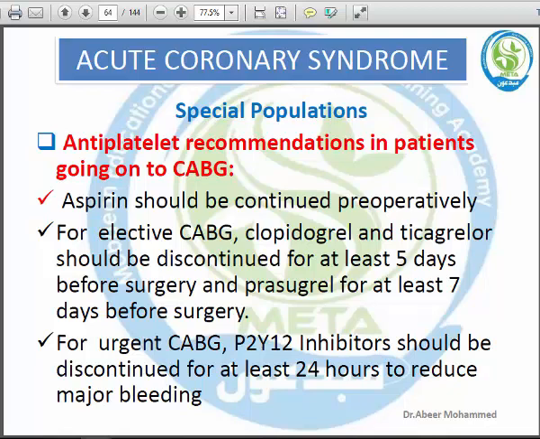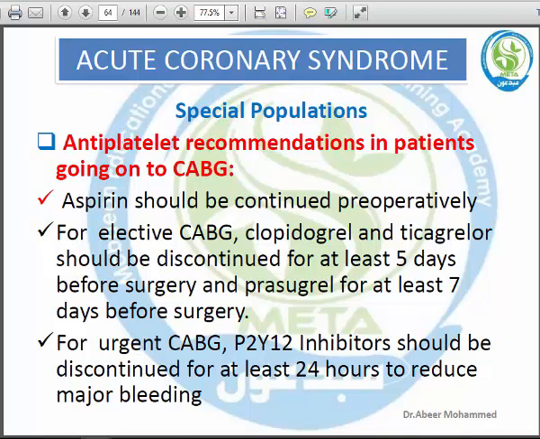Aspirin should be continued pre-operatively. يعني ما مضطر اوقف الاسبرين للعيان اللي خاشي عملية بتاعت كبد. B for emergency CABG. For elective CABG we should discontinue clopidogrel and ticagrelor 5 days before the surgery and prasugrel 7 days before the surgery.